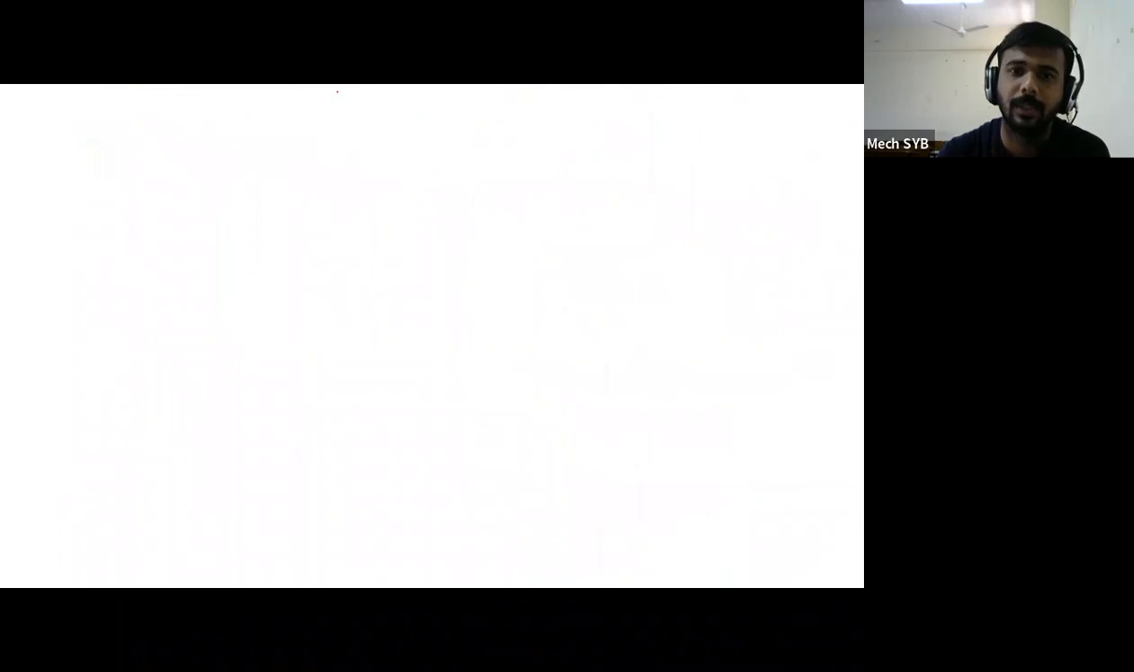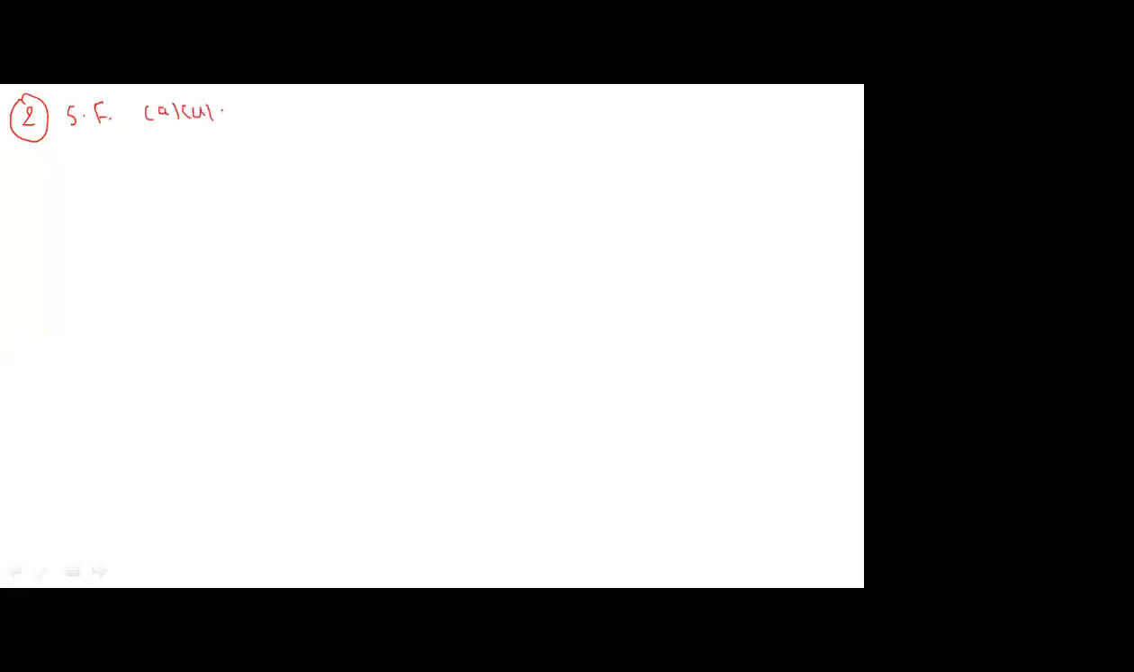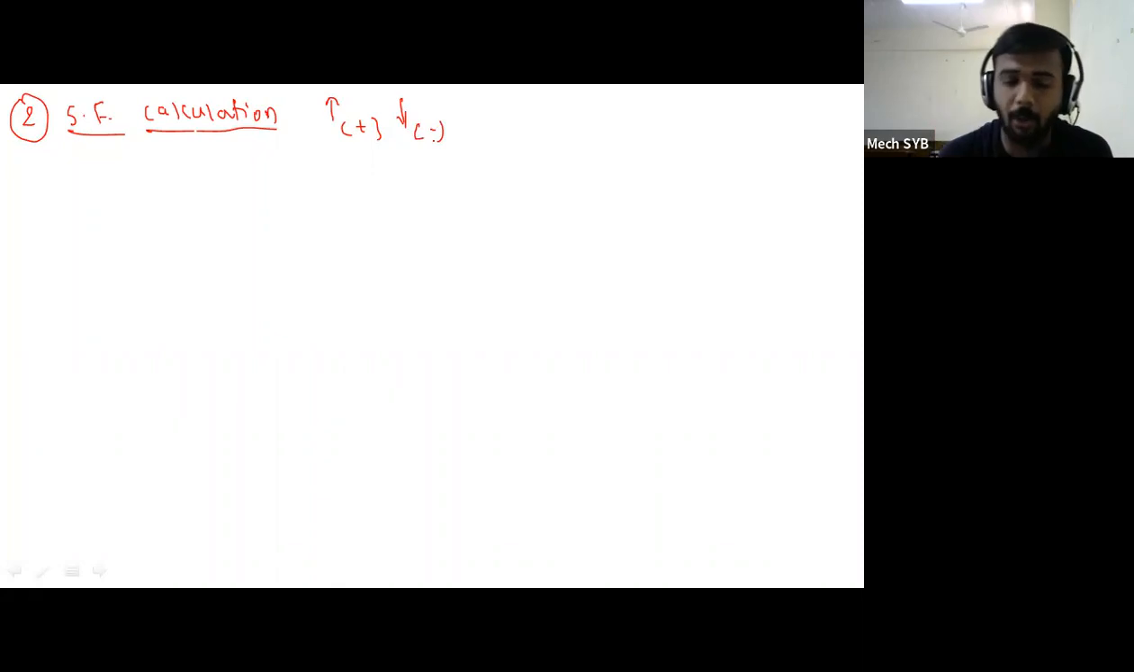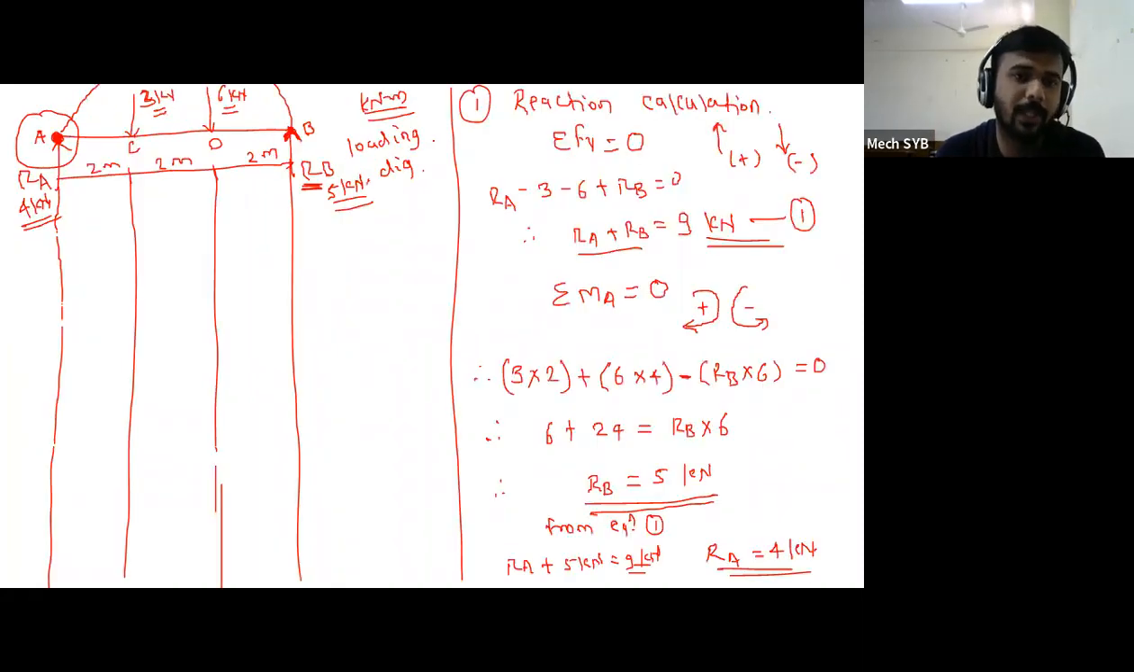Okay, now next we have to go for the SF calculation, and for that upward forces positive, downward forces negative. Okay, what is our first requirement? SF calculation and BM calculation we have to start from the left side. Now what is the left side of the beam? Point A. म्हणजे पॉइंट A पासून आपल्याला SF कॅल्क्युलेशन आणि BM कॅल्क्युलेशन स्टार्ट करायचं. ओके, आय विल स्टार्ट फ्रॉम पॉइंट A.